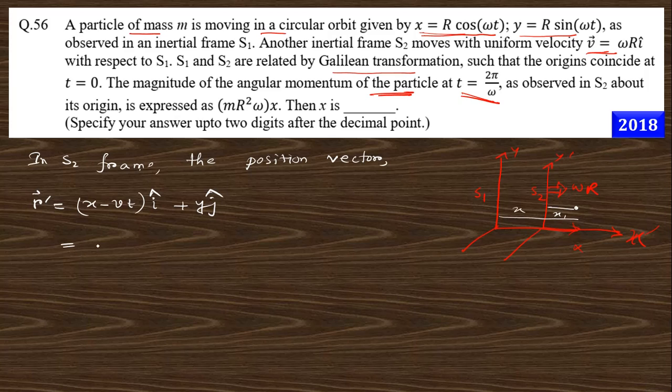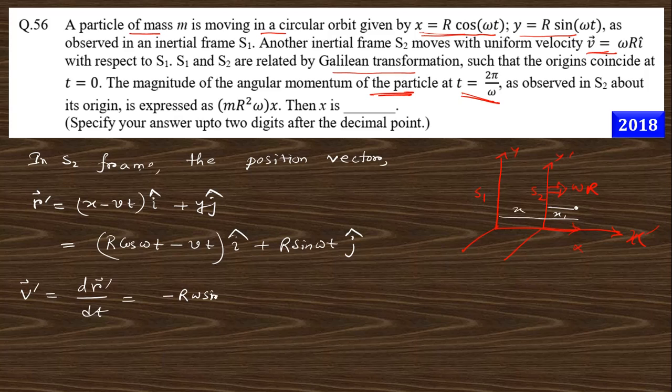So if you put the value of x and y, you get (r cos omega t minus vt) i cap, and y is nothing but r sin omega t, into j cap. So the velocity within the S2 frame is dr prime by dt. So you will get (minus r omega sin omega t minus v) i cap, and r omega cos omega t j cap. So you got the velocity expression.